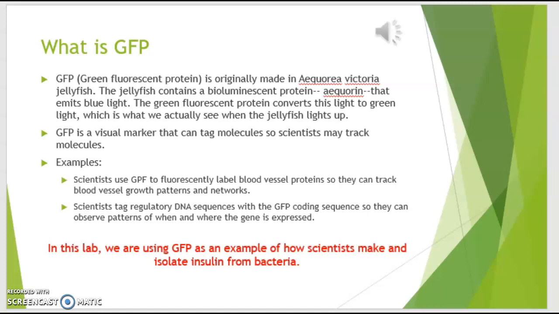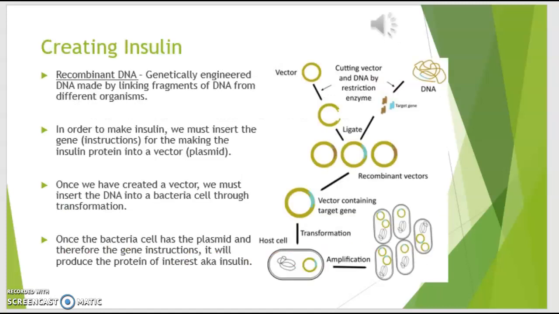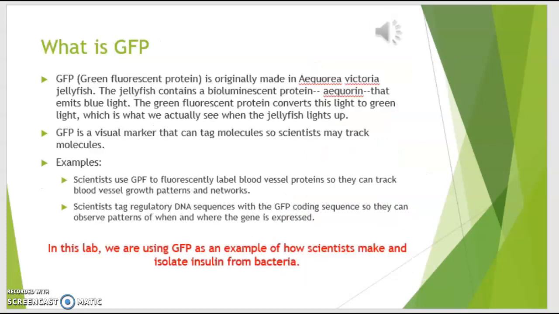The connection between insulin, how we started off this PowerPoint, and GFP is it's the same process. Just as we talked about in the previous slide where you have to put the gene of interest for insulin, you would have to put the gene of interest for the GFP gene, and essentially transform bacteria to take in the plasmid that has the gene of interest for the GFP gene, and the bacteria will make it. So same process, just different product. Instead of making insulin, we're making GFP because it's an easier, more visible protein to do in the lab.